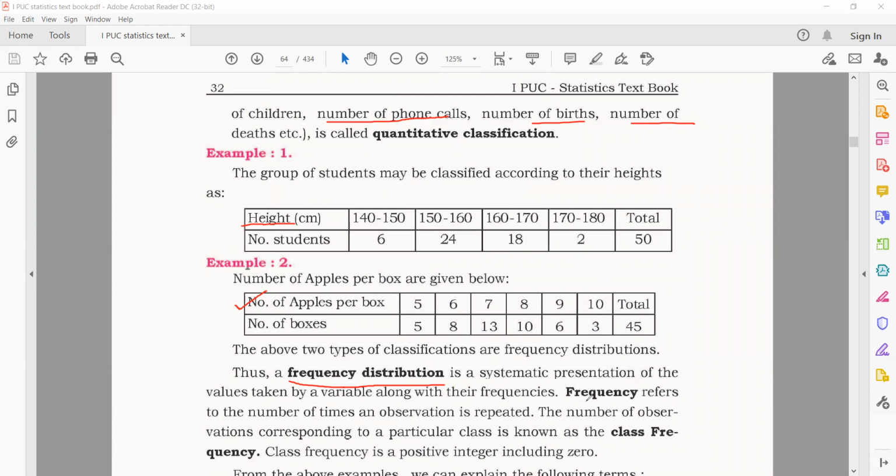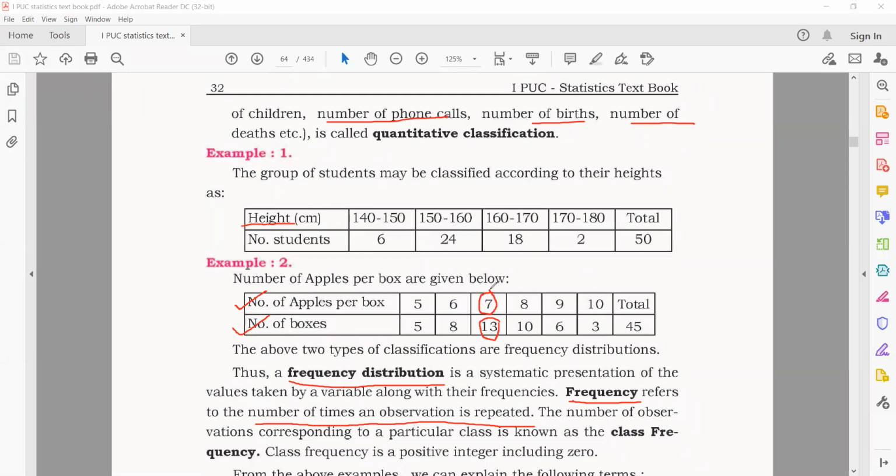Now, how many times a number is observed in the data, that repetition is called frequency. The number of times a particular observation repeats is called frequency. So here if I say 13, what is this 13? I'm observing 13 boxes where the number of apples is the same and equal to 7.